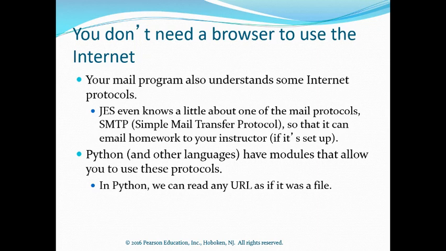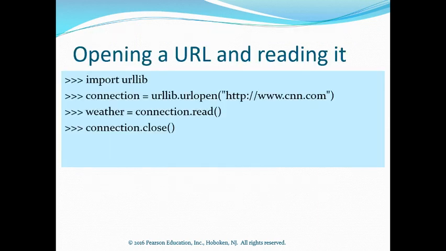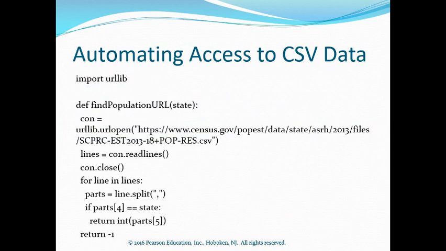In Python, we can read any URL as if it was a file. So here's an example of how to open a URL and read it. We import urllib, right? We create a variable called connection equals urllib.urlopen. We open cnn.com. We say weather equals connection.read, and then we say connection.close. So we can actually take this as an example.